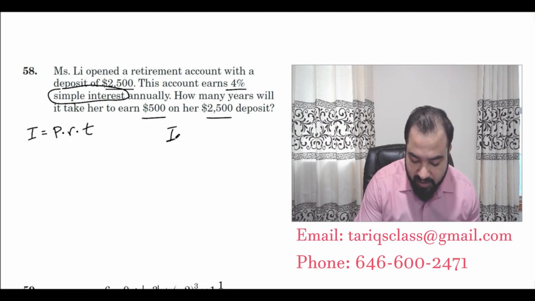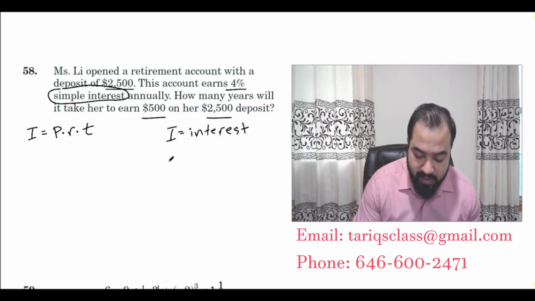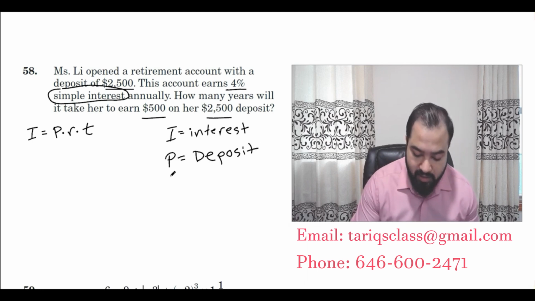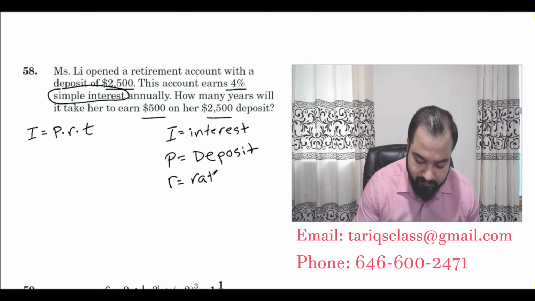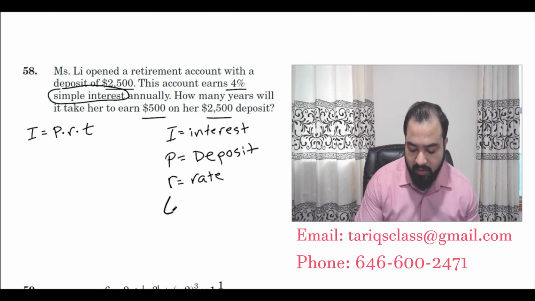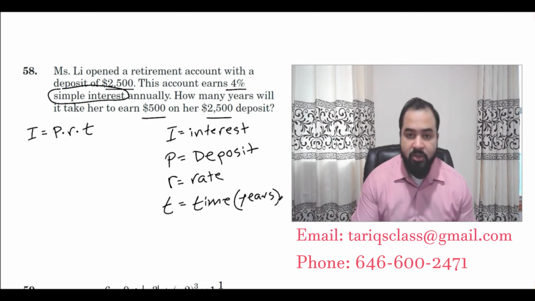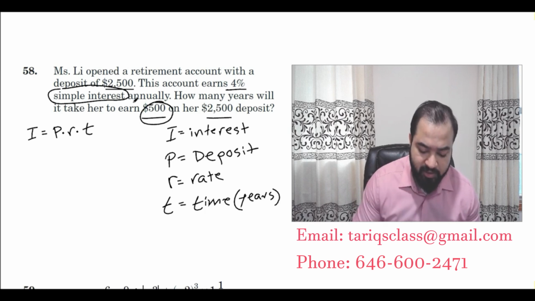Now what does I stand for? I stands for interest. P stands for the deposit. R stands for the rate. And we have T. T stands for the time. It is in terms of years. So she wants to earn $500 in interest.